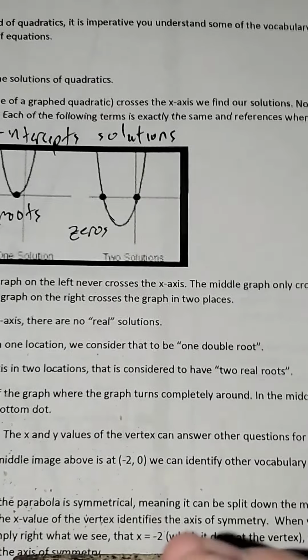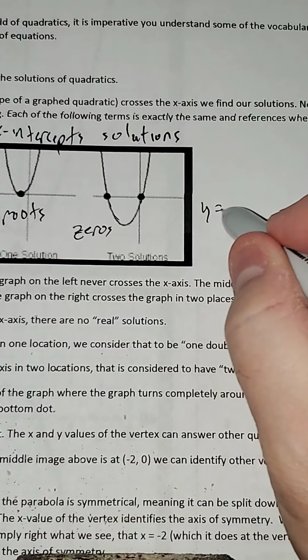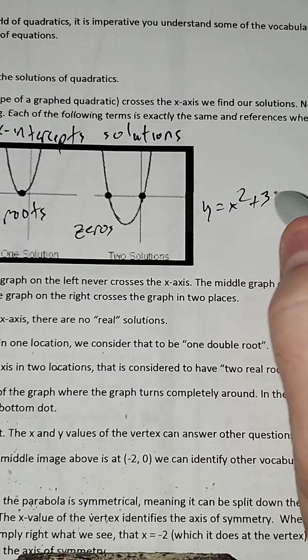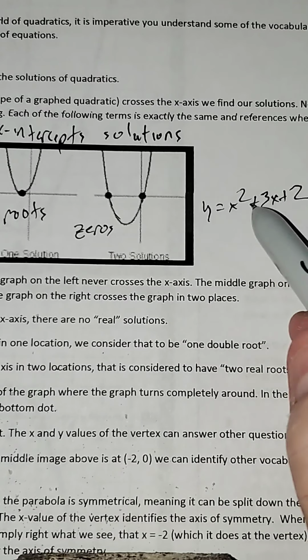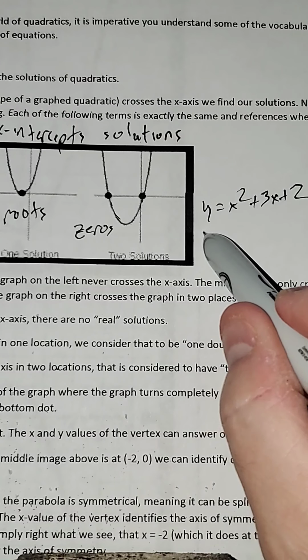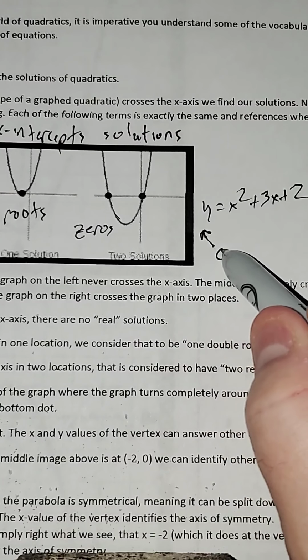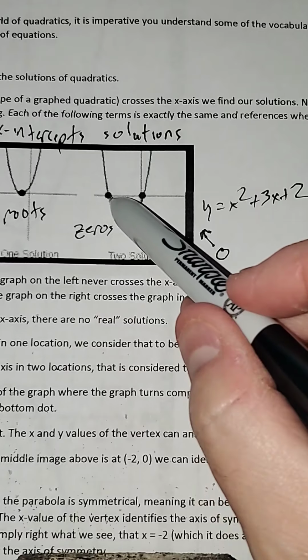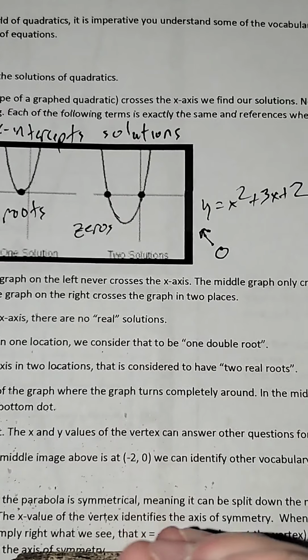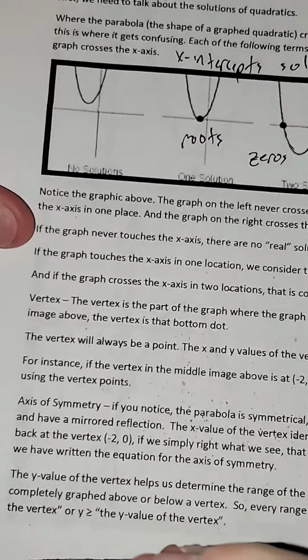A quadratic will look something like this: y equals x squared plus 3x plus 2. And when this y is 0, that is where we're crossing the x-axis. And that's why we call them roots or solutions.